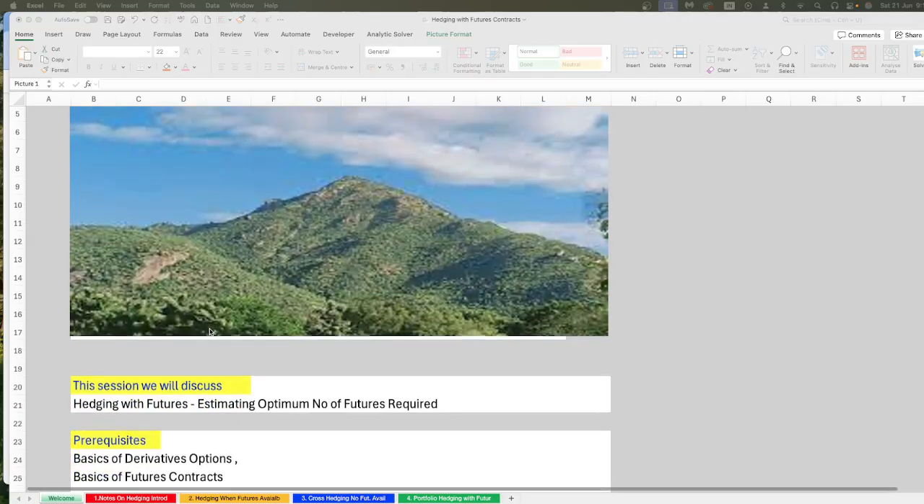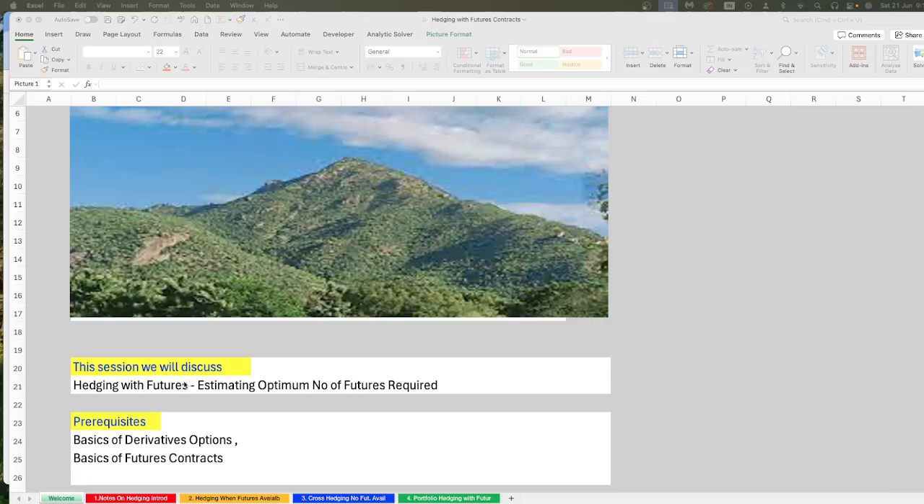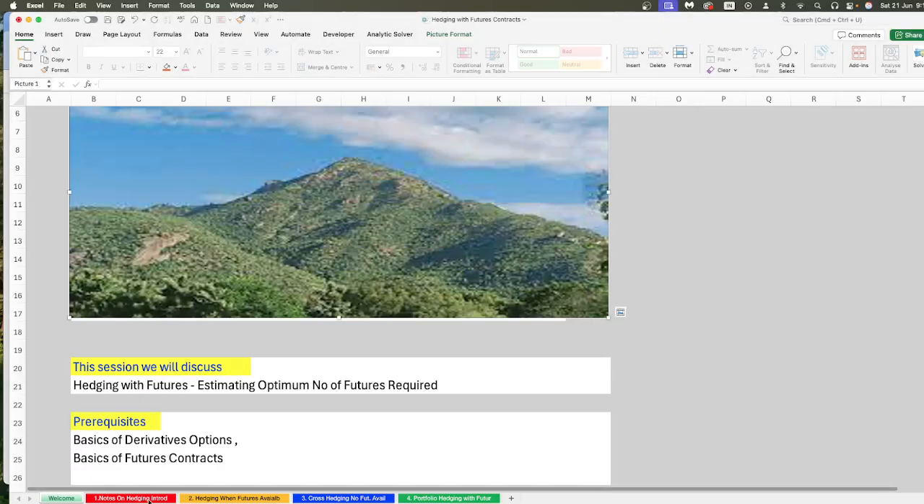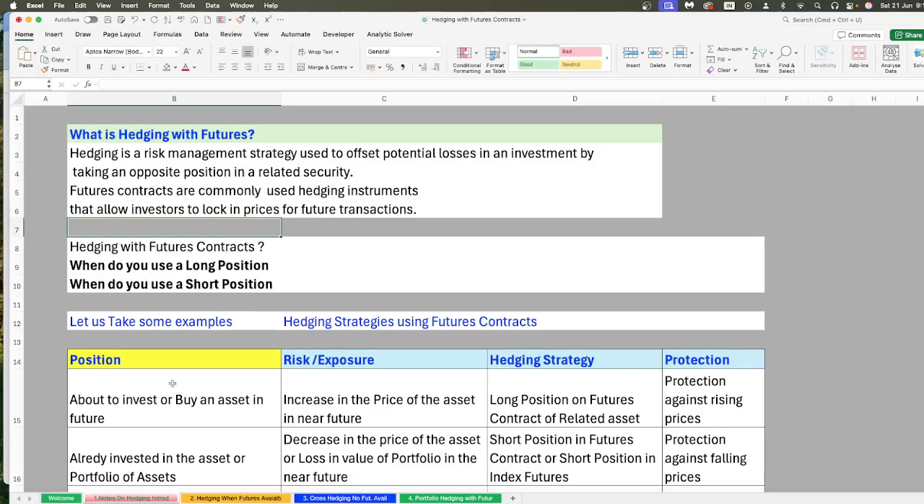So, this session we will discuss hedging with futures, estimating the optimal number of contracts for hedging. So, when it comes to hedging, what exactly is hedging with futures? Hedging is a risk management strategy used to offset potential loss in investment by taking an opposite position in a related security. Futures contracts are commonly used for hedging, instruments that allow investors to lock in prices. So the whole purpose of derivatives is to lock the prices, or price guarantee.